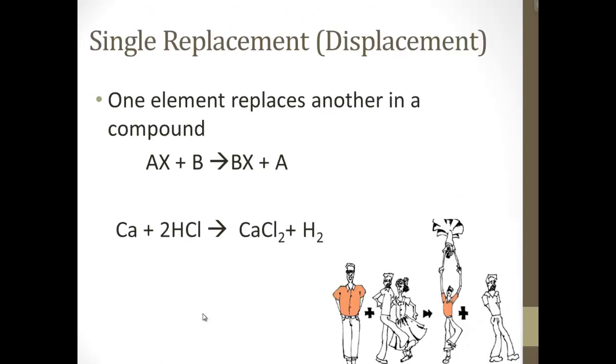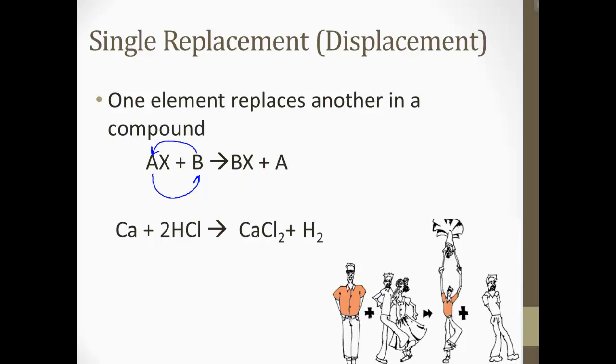Next type of reaction is a single replacement, also known as single displacement. What we're going to do here is take one element and replace it with another element in a compound. We can look at AX plus B, and what happens is the A and B trade places. So I'm going to end up with BX plus A.